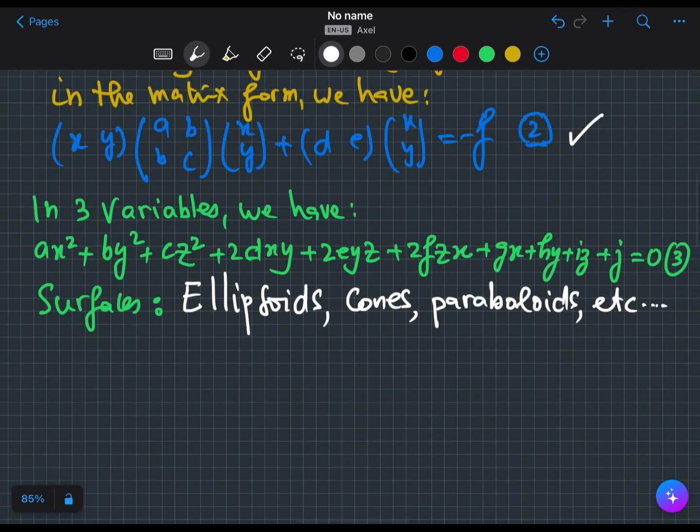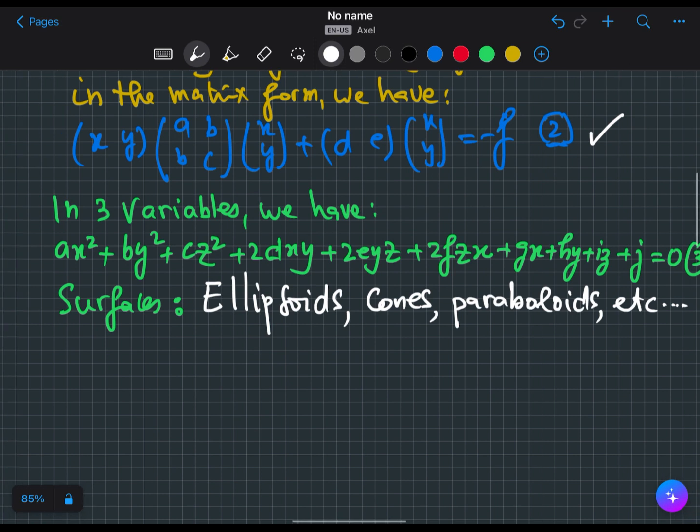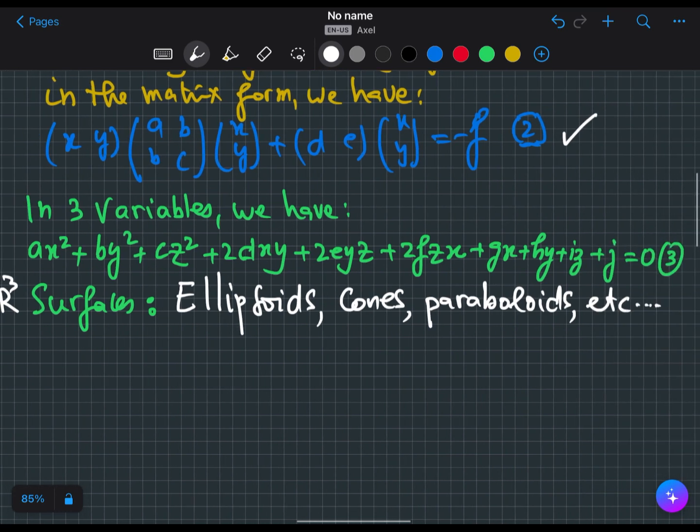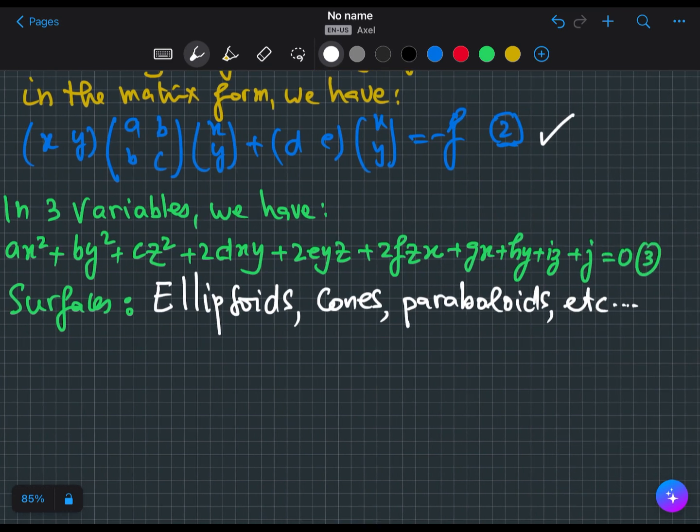Now, for three variables, we have ax squared plus by squared plus cz squared plus 2dxy plus 2eyz plus 2fzx plus gx plus hy plus iz plus j equals 0, given as equation 3. And the conic sections that define the quadratic forms in three variables are known as quadric surfaces, such as ellipsoids, cones, paraboloids, and so on.